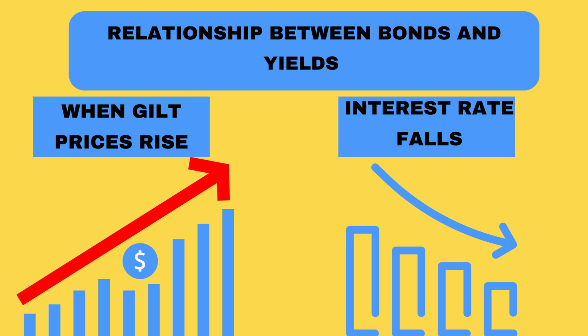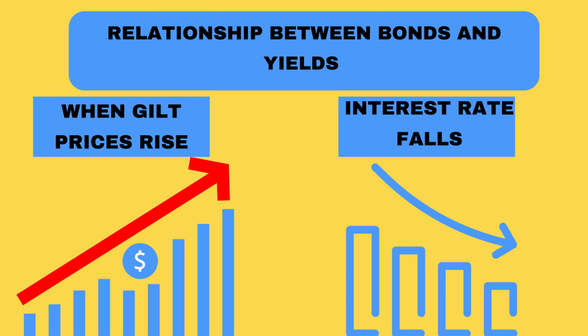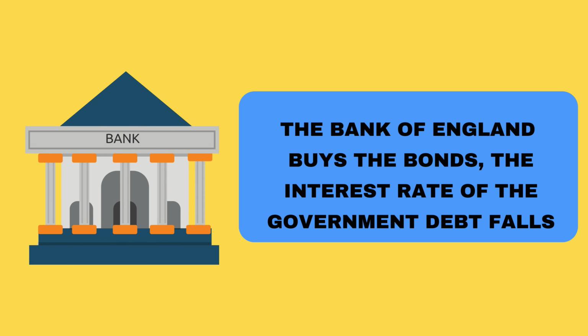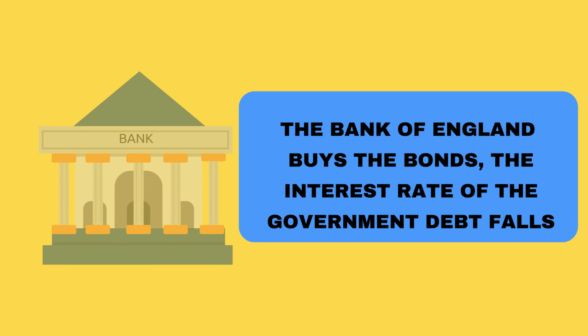A key concept to grasp is the relationship between bond prices and interest rates. Simply put, when the price of government bonds, also known as gilts, increases, the interest rate associated with those gilts decreases. Therefore, when the Bank of England purchases these government bonds, their prices go up, which in turn reduces the interest rates that the government needs to pay on them.